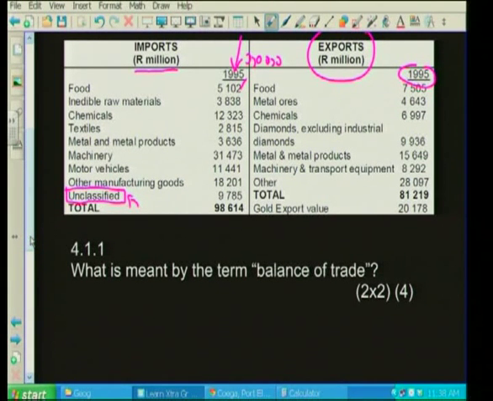Exports. Food. We exported 7,505 million rands worth of food in that year. Metal ores, chemicals, diamonds, including industrial diamonds, metal and metal products, iron, steel, those sorts of things, machinery and transport equipment, and then, again, anything that we don't want to list or they don't want to put on this list, they call other. 28,097 million rands worth of other stuff was exported. Now, this is the key information here.